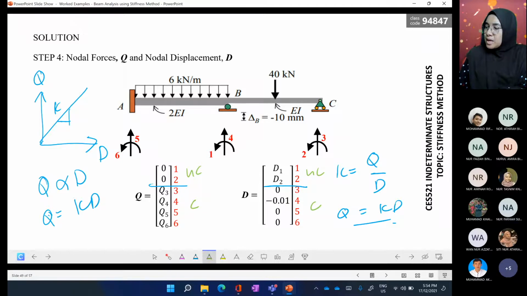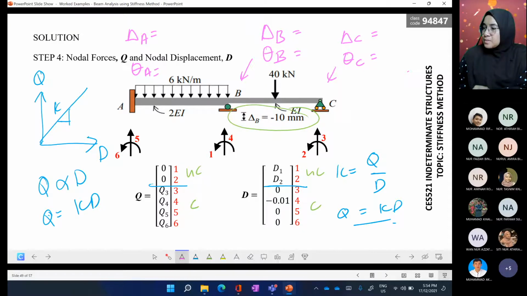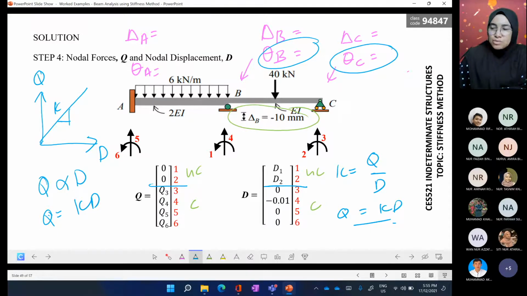So the rest, by looking at this question, delta B is equal to -10. At B we have delta B and theta B. At C we have delta C and theta C. At A we have delta A and theta A. Theta B and theta C are actually the unknowns. This is D1 and D2. Then we have 3, 4, 5, 6.